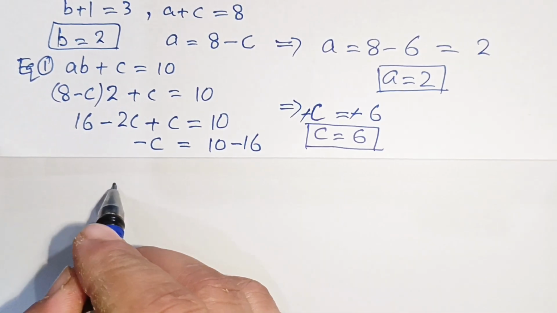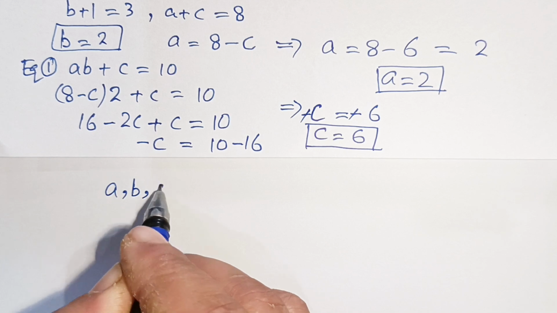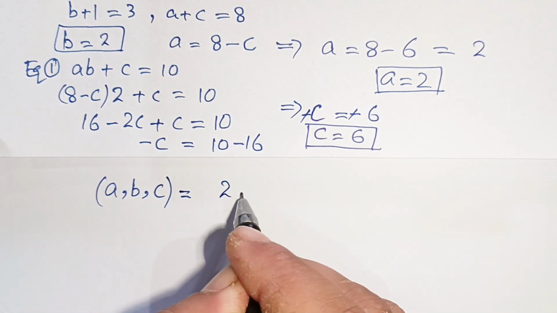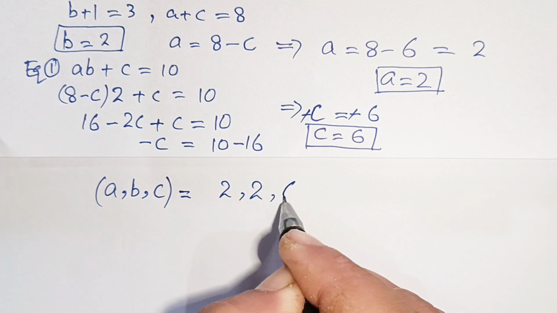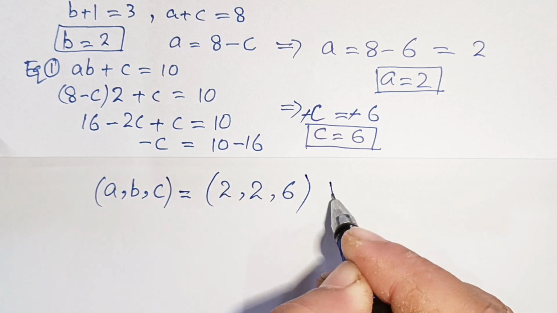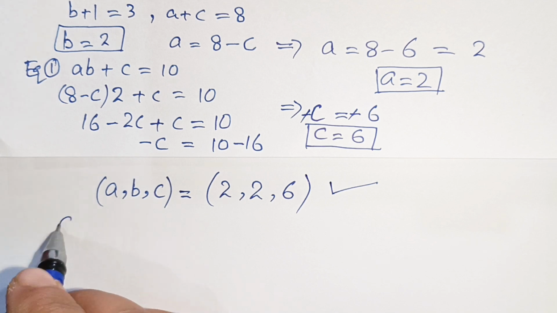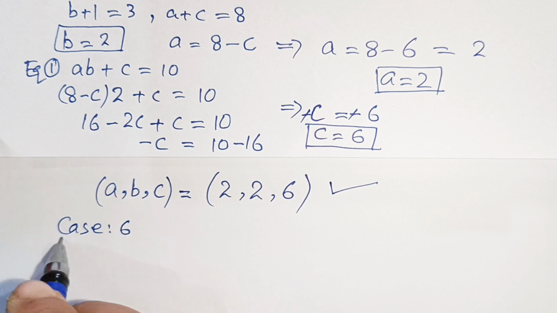Here our solution is: a is equal to 2, b is equal to 2 and c is equal to 6. So we get another solution from case number 5. Now writing our case number 6.